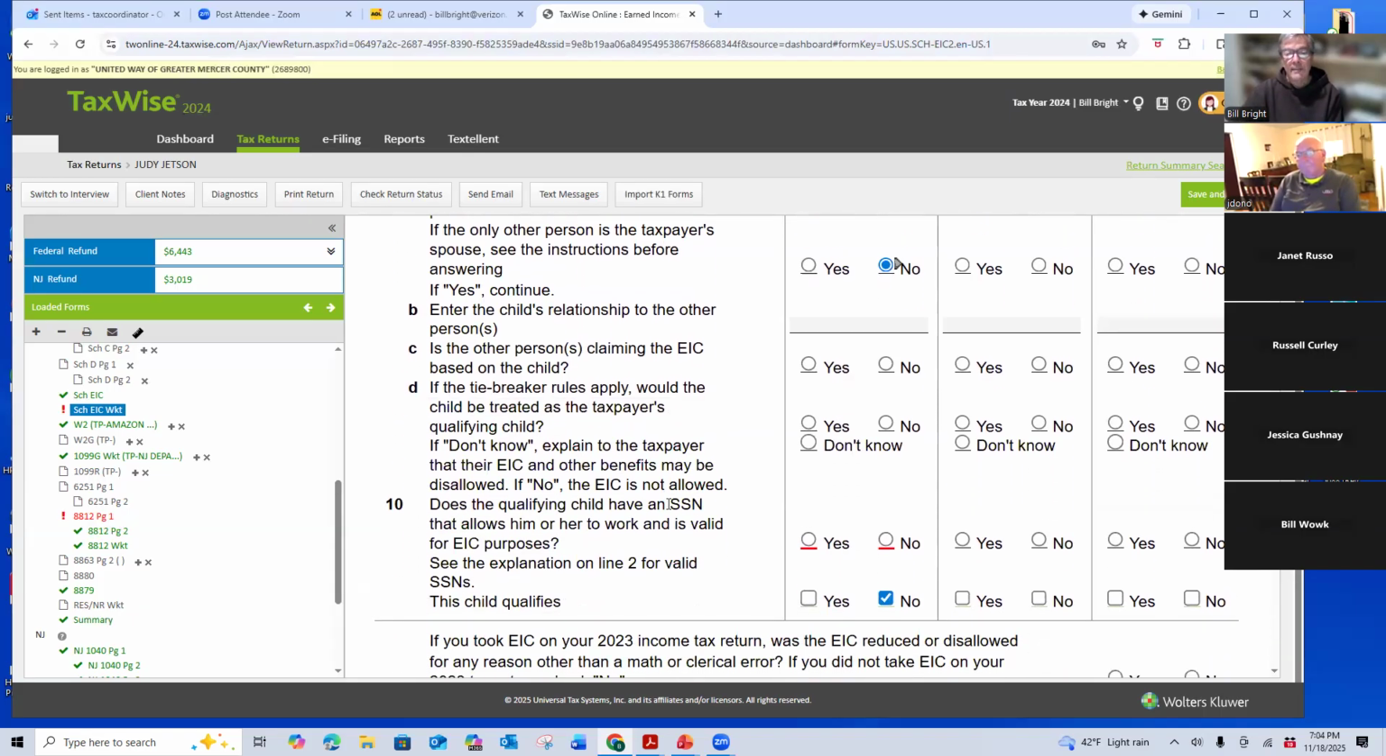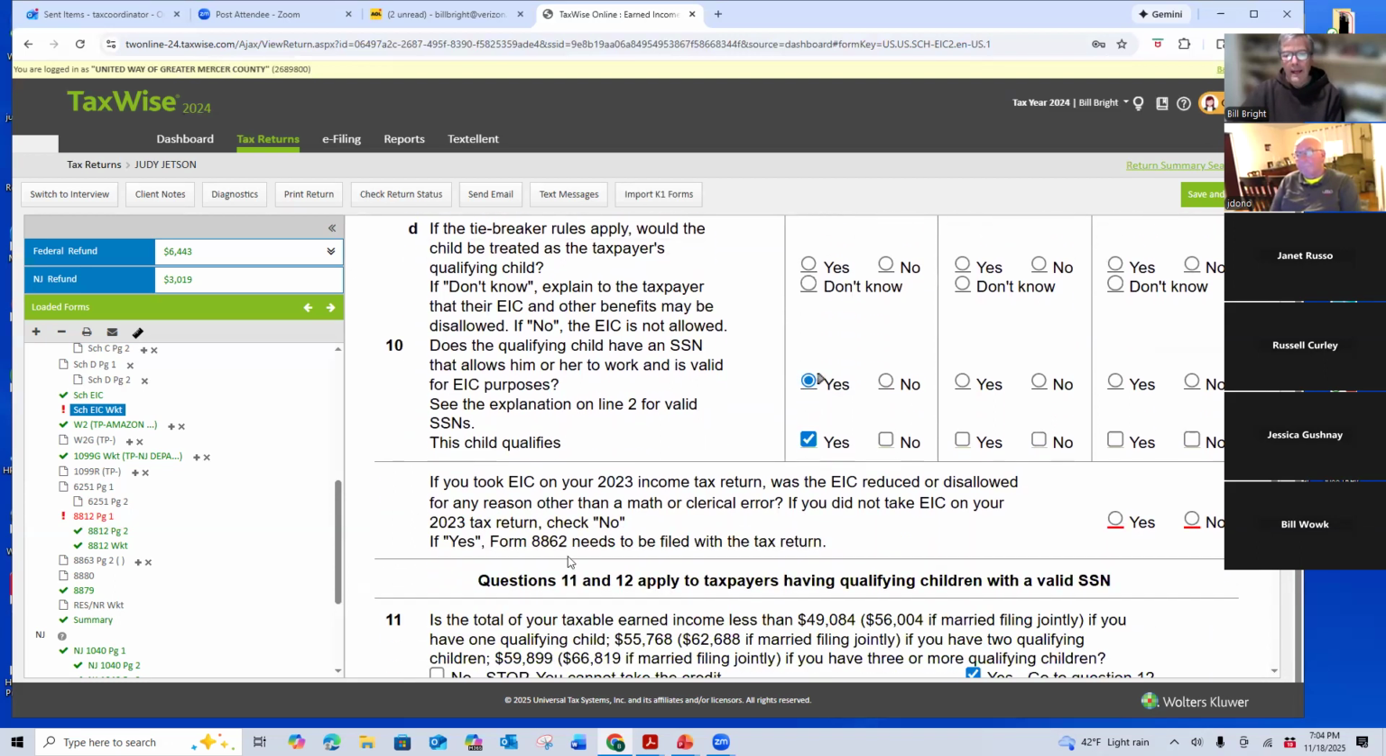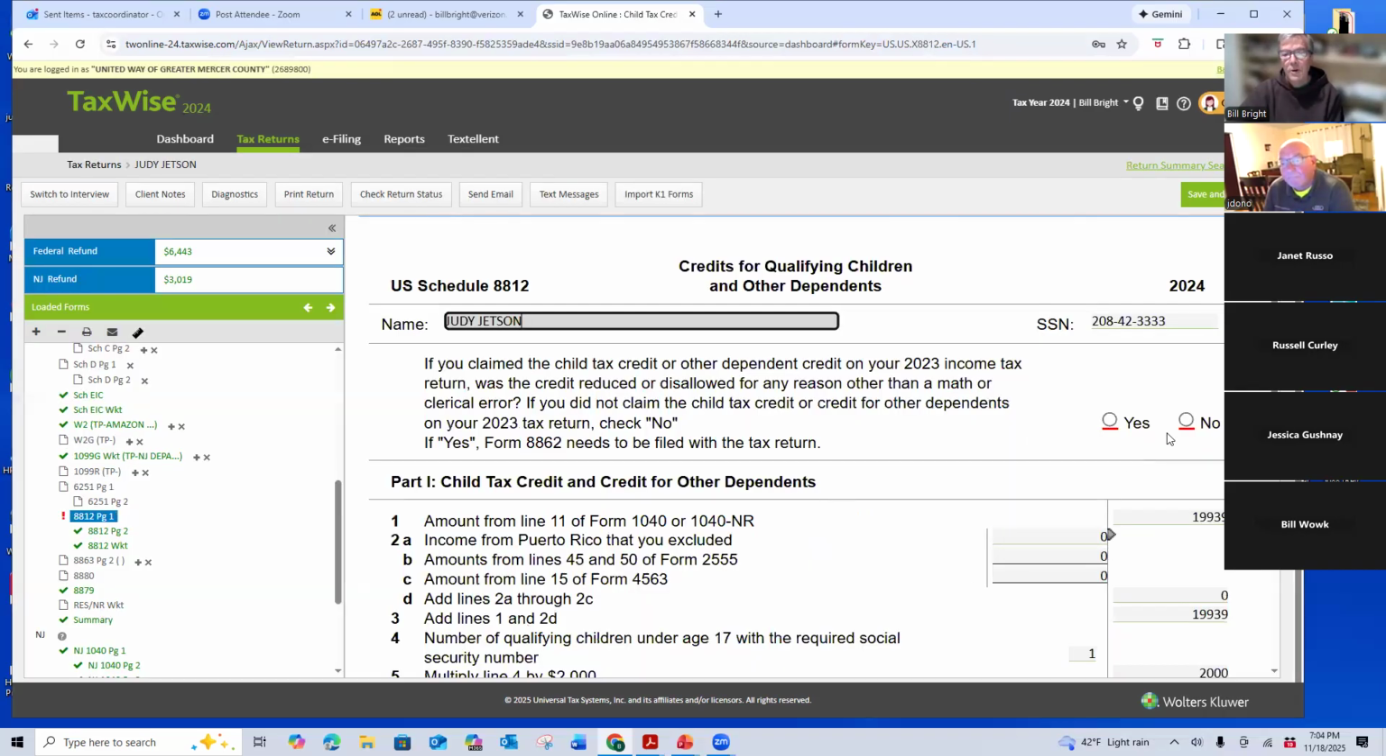Does the qualifying child have a social security number that allows him or her to work or is valid for EIC purposes? Well, yes, because Judy showed me the social security card. If you took EIC in the previous year, was the reducer disallowed? We always answer no because we really don't know. And see how everything is red now on that. Also on the 8812, these are the due diligence for the qualifying child.